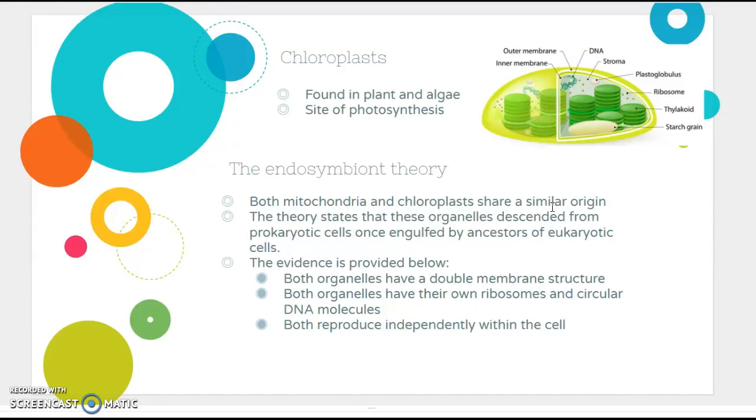So what that means is they think a long time ago there were eukaryotic cells, and the mitochondria and chloroplasts were actually prokaryotic cells. And a long time ago, those eukaryotic cells took the mitochondria and chloroplasts in. And we have some evidence for that. So these are 3 pieces of major evidence. So the first one, both organelles have a double membrane. Both organelles have their own ribosomes and DNA. And both of these organelles reproduce independently within the cell.